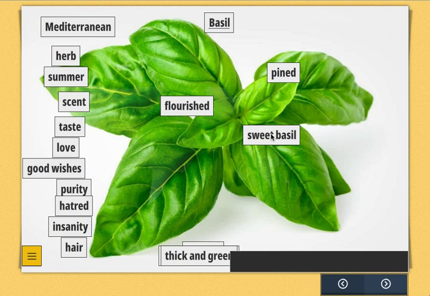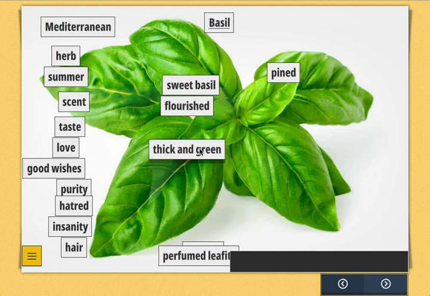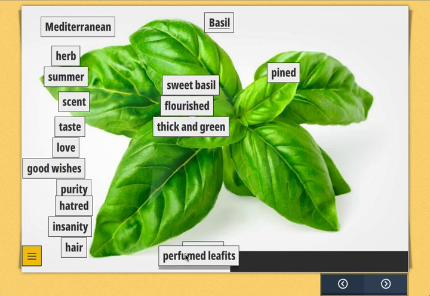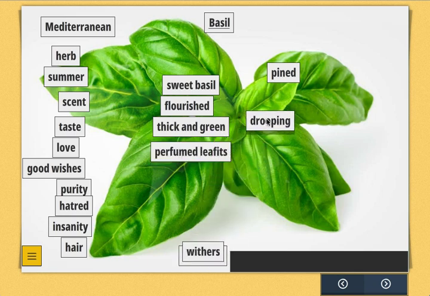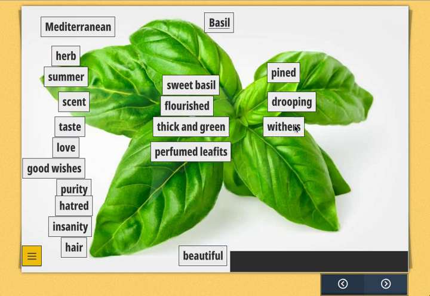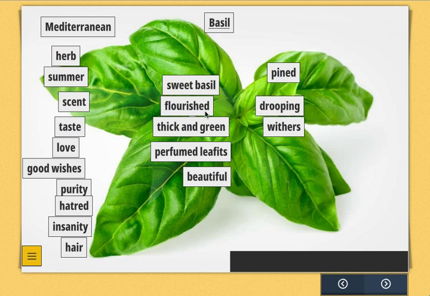So he uses the description sweet basil several times, and we hear how the basil flourishes and is thick and green, and again very sensuous descriptions of the basil. Its perfumed leaflets as it grows, whereas you can see in the face of the basil's abundance and life, Isabella pines away. So while it flourishes, she is described as drooping here and withering and pining. So it's her tears that she sheds, and those tears are shed out of love, aren't they?